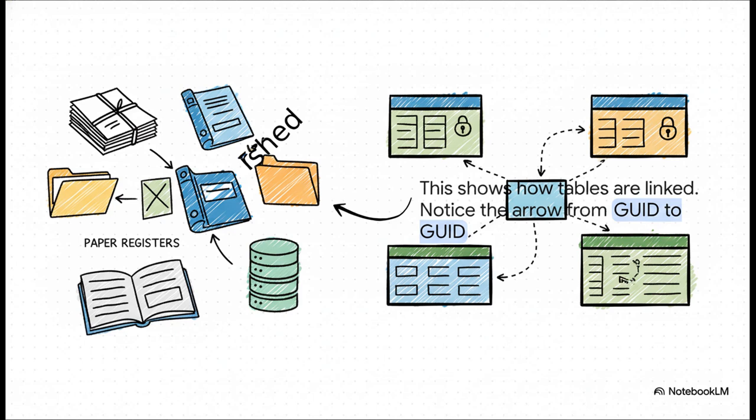And now, prepare for the magic. This picture shows the real power of a database. Look closely. You see the GUID column in the student table? Now see that arrow connecting it all the way to the GUID column in the Guardian table? That arrow, that is the magic link.